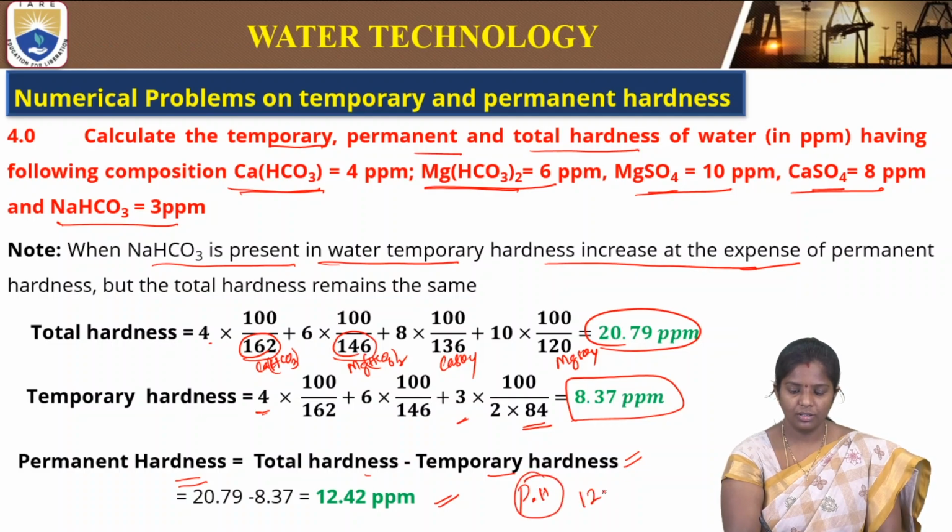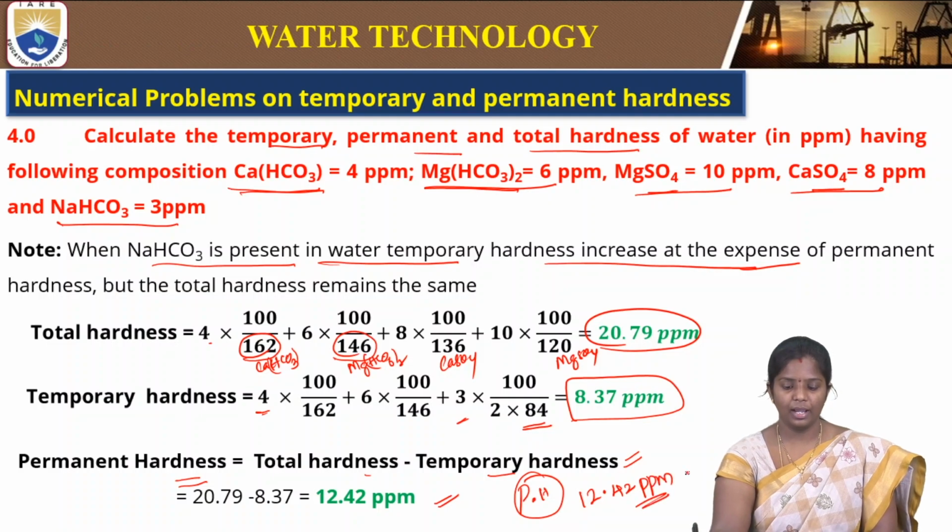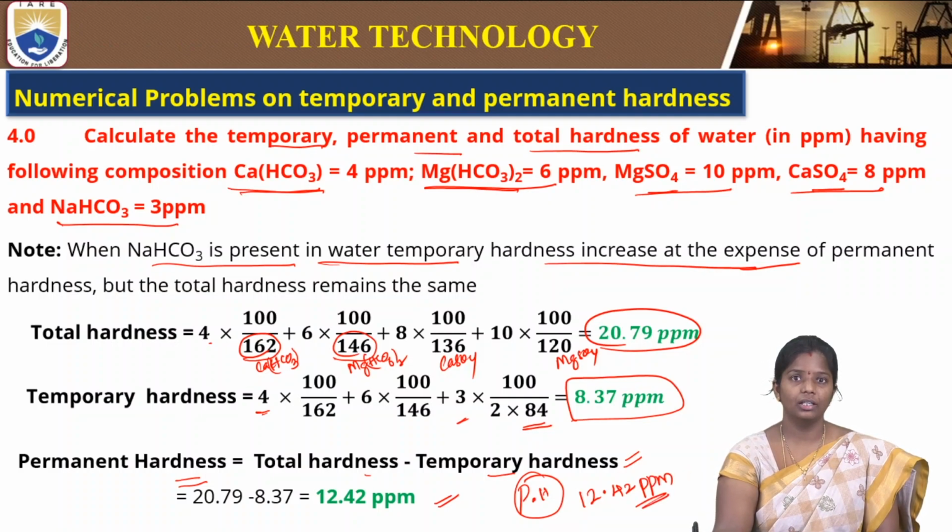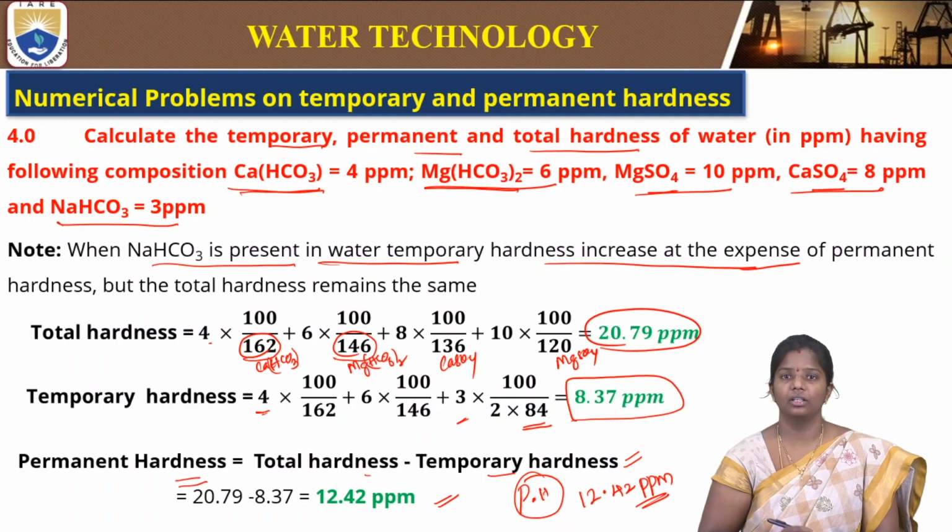So 12.42 ppm in that particular water sample. So we are even considering the temporary hardness that is contributing from the sodium bicarbonate. So this is how we have to calculate whenever sodium salts are given in the question.